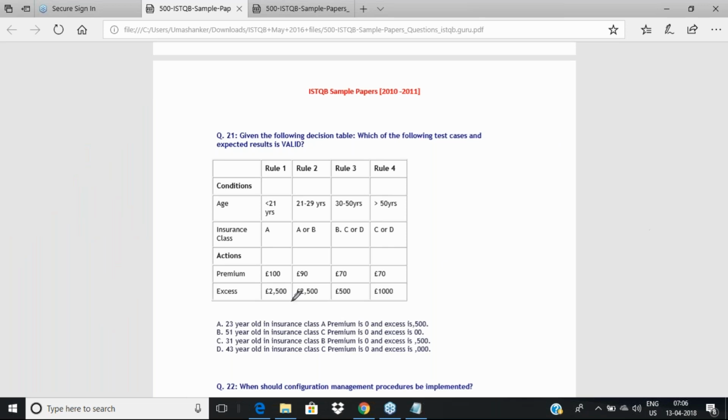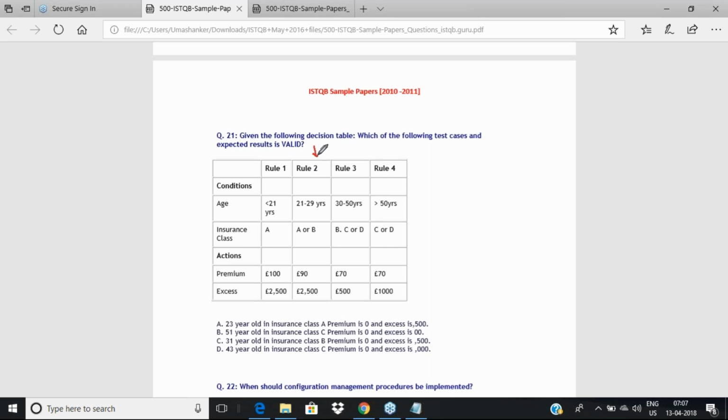Let's look at this data. Rule 3 has given some data. Rule 4 he has given some data. And then he's asking which of the following test cases and expected results is valid. So unless you read all 4, we cannot really derive it. At 23 years old, insurance. Okay, 23 years, where does it come into the picture? It comes into the picture here.